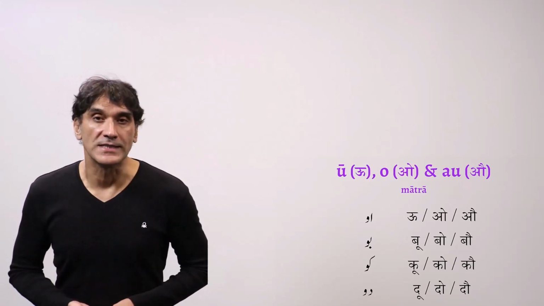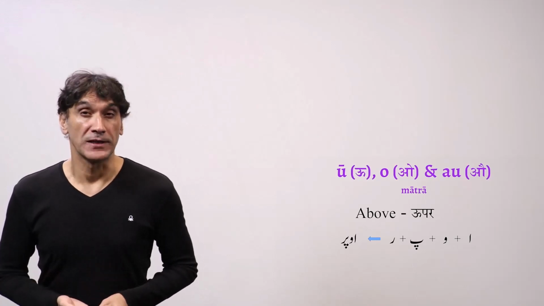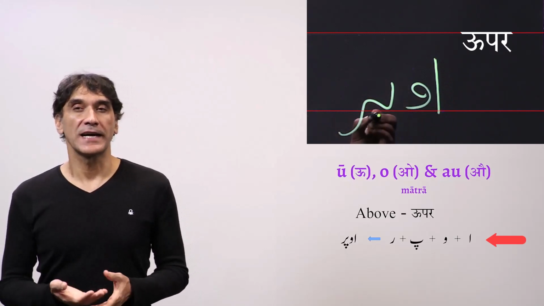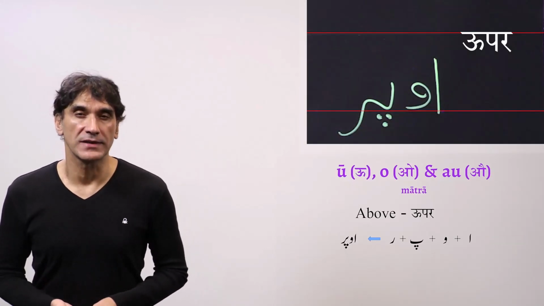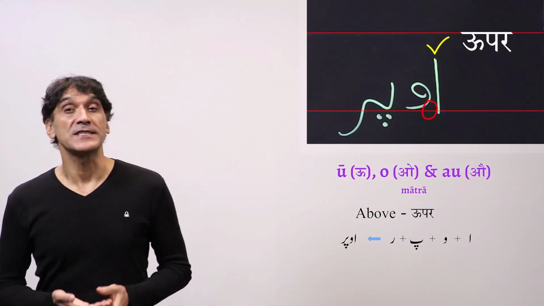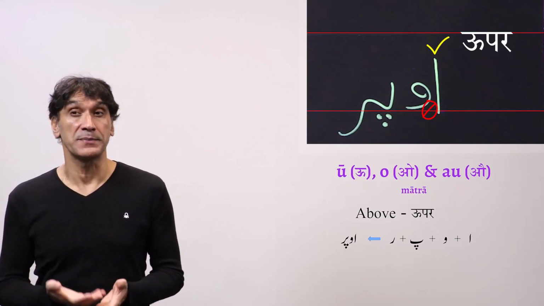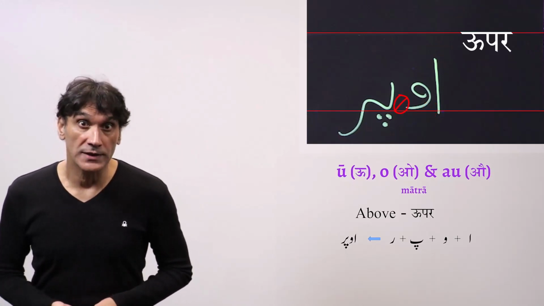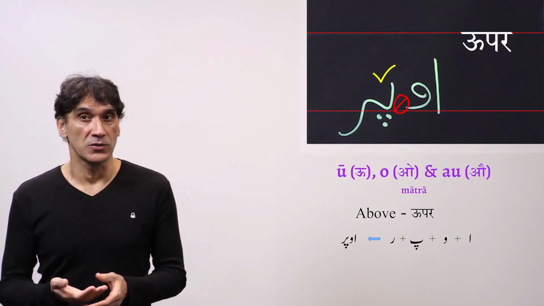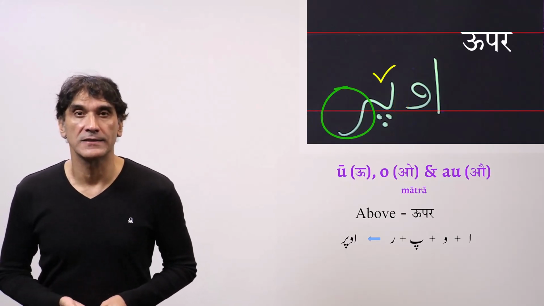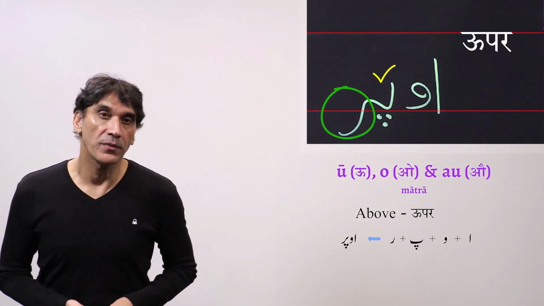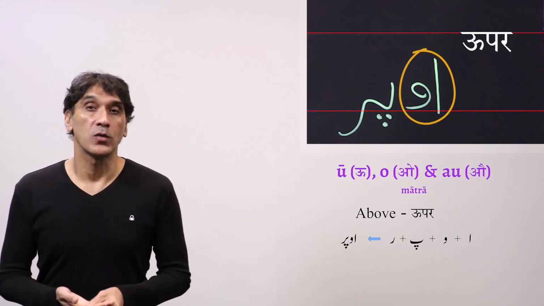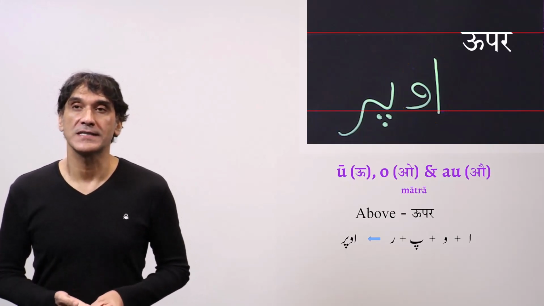Let's now take some words. We will first take the words with long U matra. The first word is upar, meaning above. The spelling is alif plus vav plus pe plus re. So you write alif. Since alif is non-connector, the next letter vav that represents long U matra will not be connected to alif. Vav is also non-connector, so the next letter pe will not be connected to vav, but it will be connected to the last letter re. So pe will take the initial form and connect it to re, which will take the final form. So alif plus vav is U and pe plus re is par.